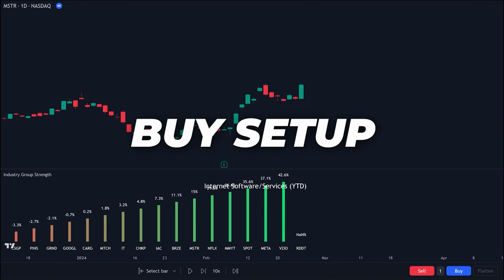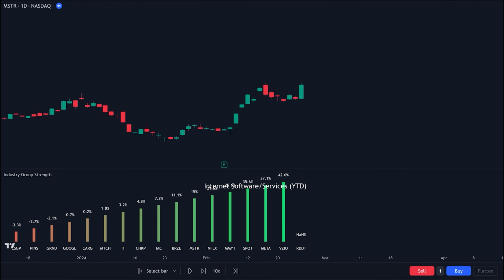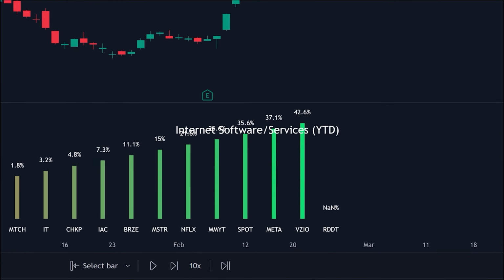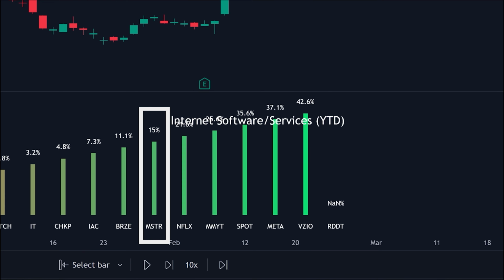Buy trade setup for MicroStrategy stocks. First, we see that MicroStrategy is one of the top performing stocks in the internet software and services sector, as shown by the industry group strength indicator at the bottom of the chart. The stock has a strong year-to-date return of 15%, indicating it's performing well compared to others in the same sector.